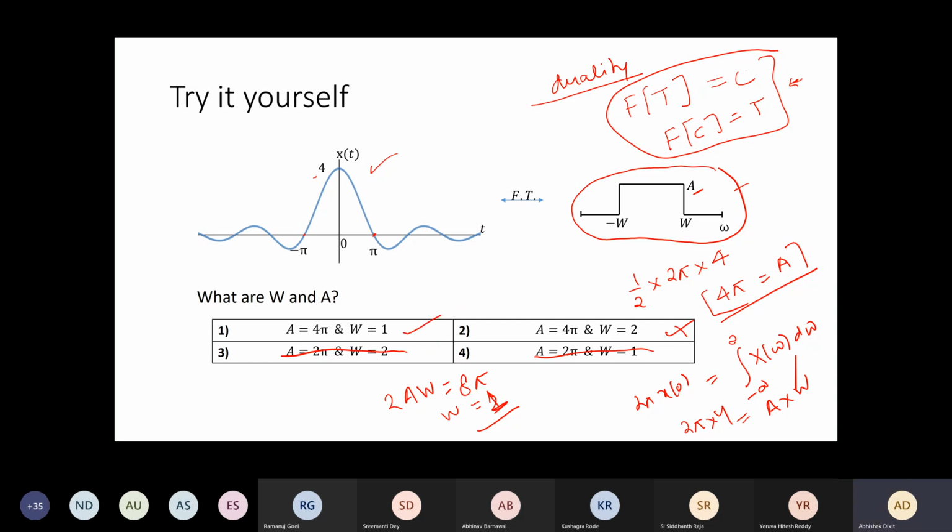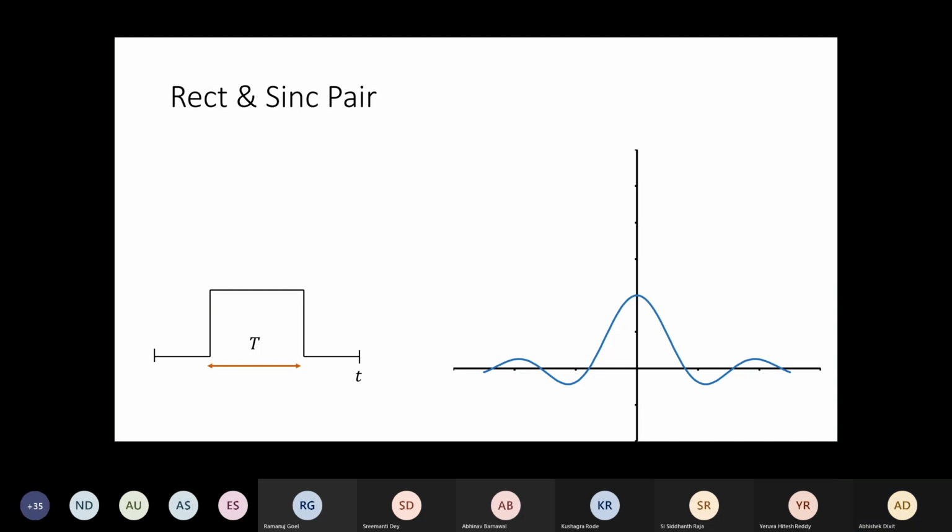Okay. So now let us see. We know enough now about this rectangular and sinc function, and they help me in calculating a few other transforms. So now let us look at this again. We know that the rectangular function has a sinc transform, that's okay. Now let me do one thought experiment.